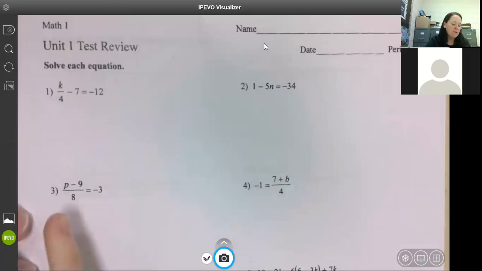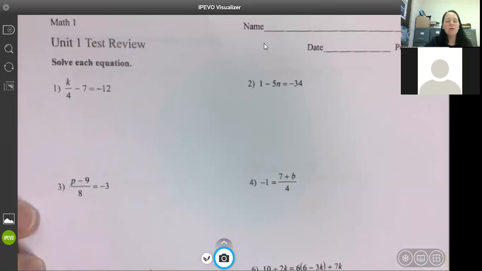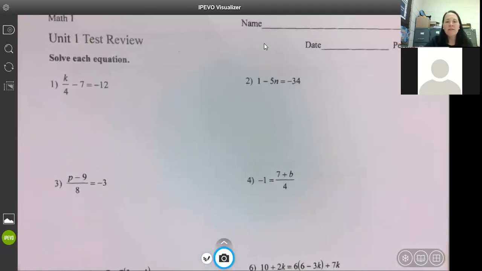I may not do number 3 and number 4 because they're pretty much the same, but I'll try to go through all of them. I will upload this test review today. When I work it all out, all the problems will be worked out and you guys can look at them. So you'll have all night to look at them until we have class tomorrow.